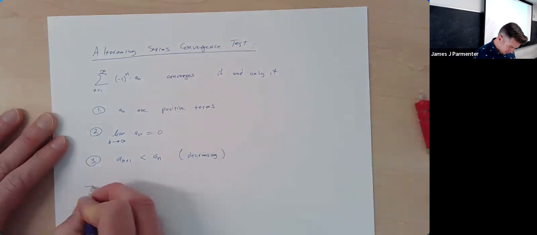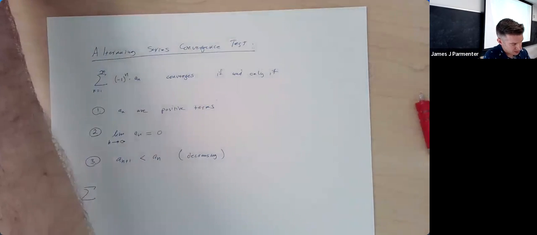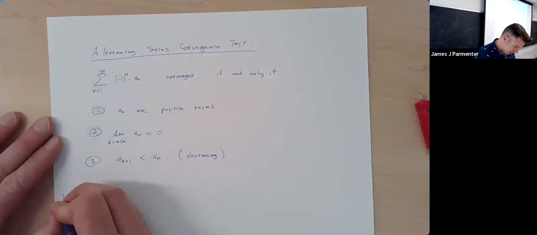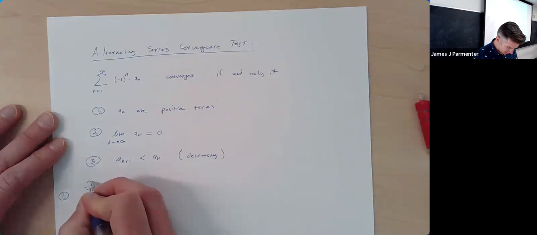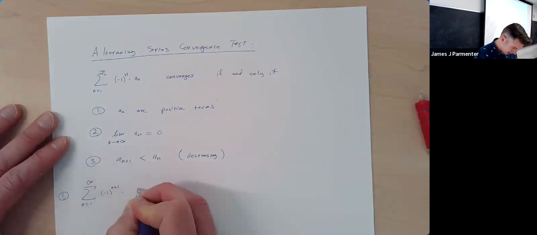Let's look at another example. I'm trying to keep the numbering, but the numbering has gone away. Let's just do new numbers. New section. So the sum from n equals 1 to infinity of -1 to the n plus 1 times 1 over the cube root of n.